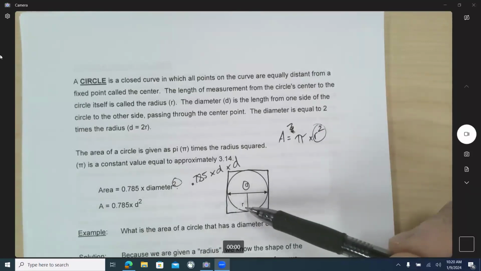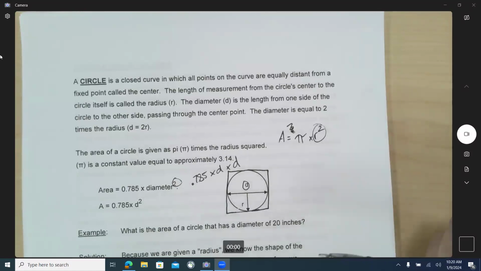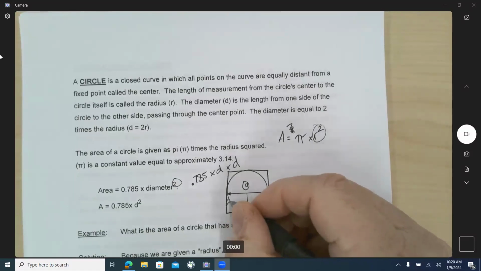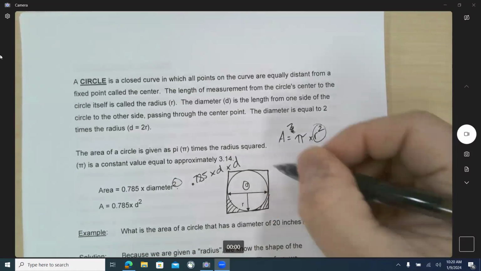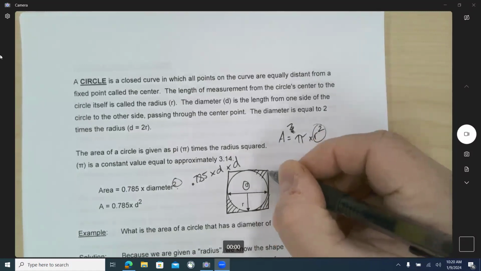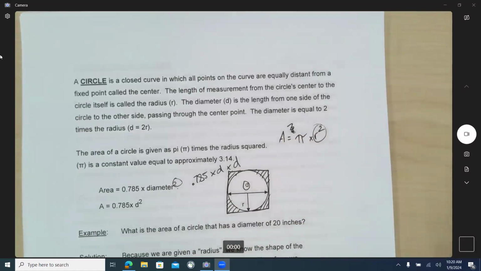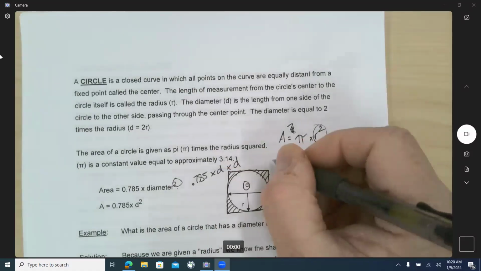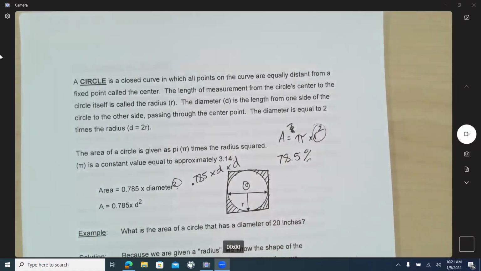So this circle fits inside this square, but what percentage does it take up? Because if you look, there's still some not filled in space here, isn't there? So what percent of it? Well, if you were to say 78.5%, you would be correct. So that's what the 0.785 comes from.